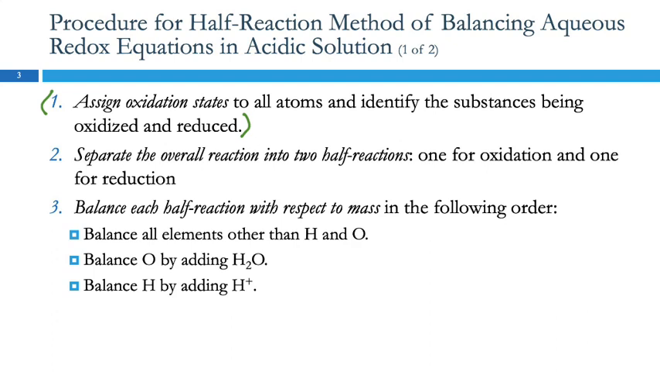So we're going to separate the overall reaction into 2 half reactions. One will be oxidation, one will be reduction. You don't actually have to identify them. We're going to balance each of those half reactions for mass. We're going to do everything except hydrogen and oxygen. And then we're going to balance oxygen by adding H2O to whichever side we need it. And we're going to balance hydrogen by adding hydrogen ions.